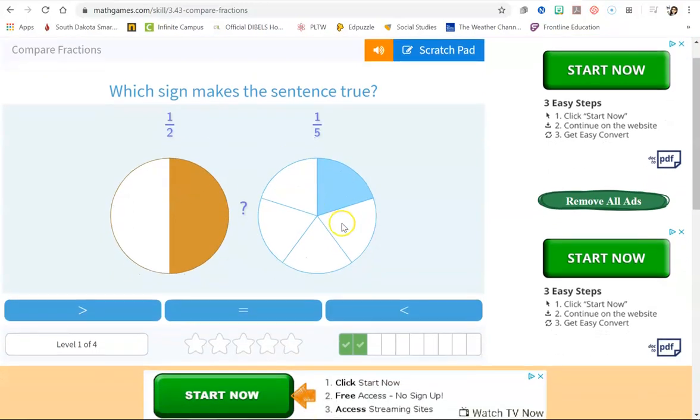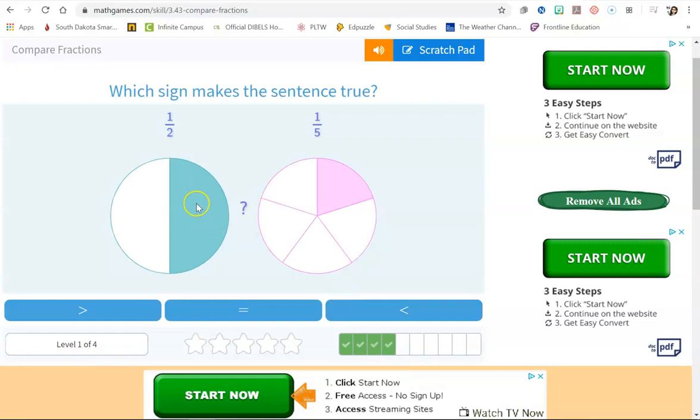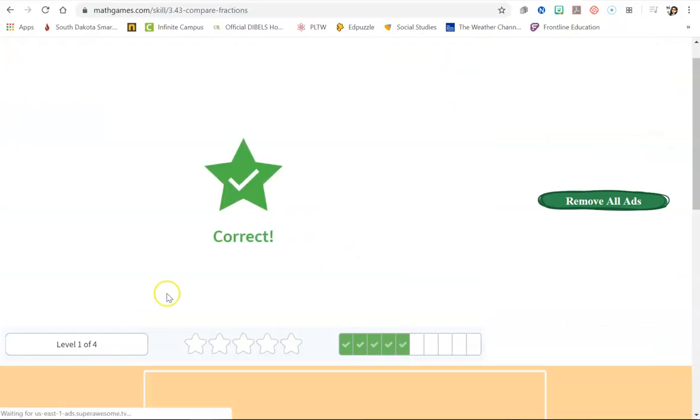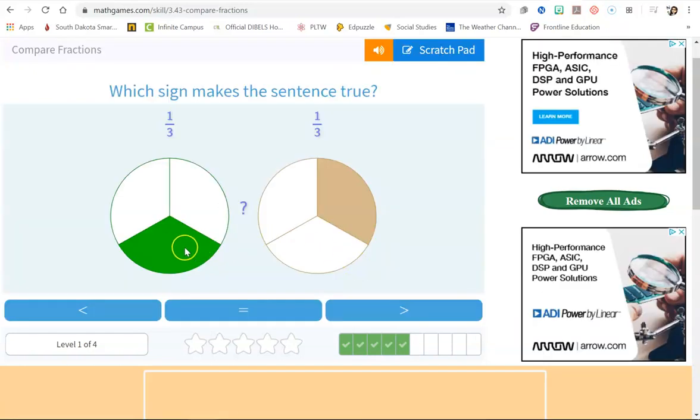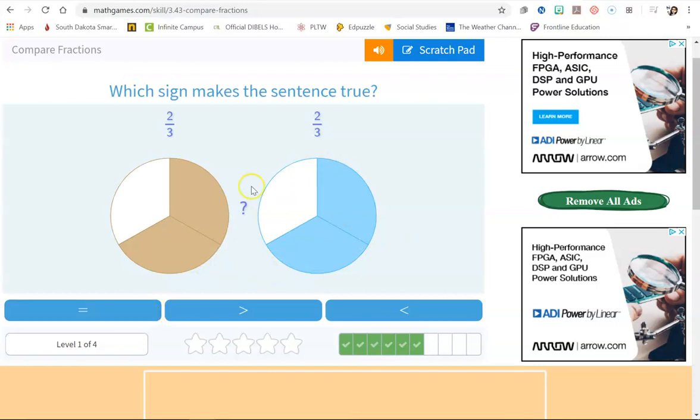1/2 and 1/5. 1/2, way more is shaded. 1/2 and 1/2 again, equal. 1/2, 1/5. 1/3, 1/3 is going to be equal. All right, and I am moving through these pretty easily.